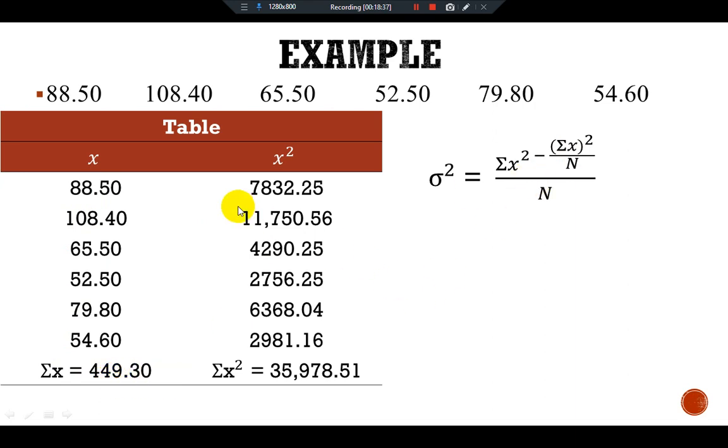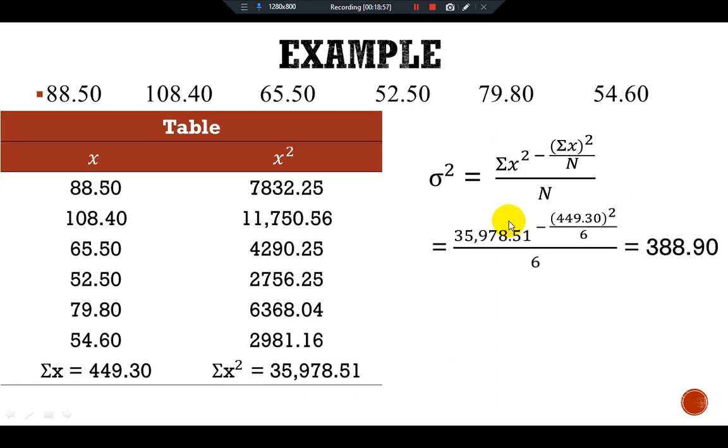First we have to calculate the summation x, that is 449.30, and then we take the square of each value, and we get summation x square equal to 35,979.5. Then we put these values into the variance formula, and we get 388.9. So this is the variance of the earnings of all 6 employees of a small company.